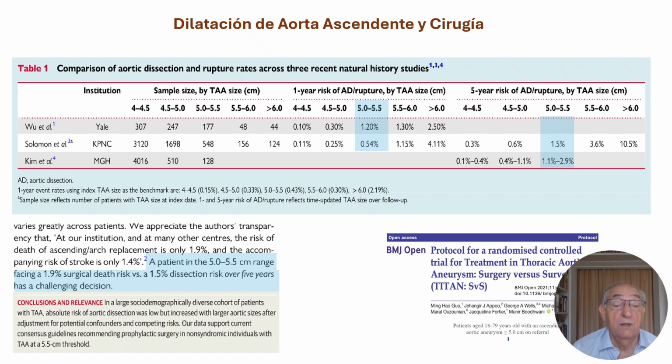Other studies concur and state that patients between 50 and 55 face a surgery risk of 1.9%, which is the risk that surgery can present globally, but they have a dissection risk of 1.5. That is, perhaps between 50 and 55, the surgery itself may be more risky than the risk of dissection at 5 years of follow-up, as can be seen here. So they also say that, depending on the patient, we might be harming them more than benefiting them because the surgery has a slightly higher risk than the natural evolution.